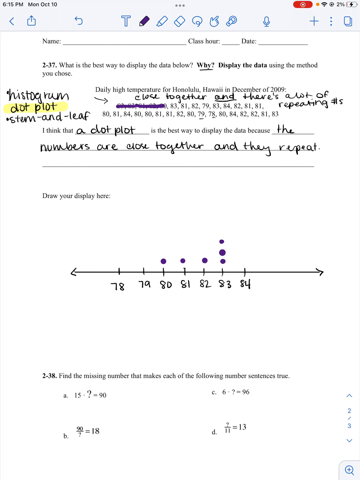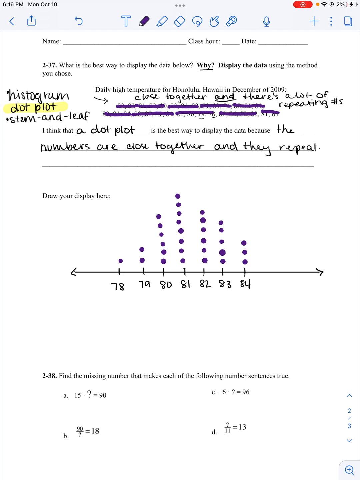83, 81, 82, 79, 83, 84, 82, 81, 81. Now the second row, I have an 80, an 81, and an 84, an 80, an 80, and an 81, and an 81, 82, 80, 79, 78, an 80, an 84, 82, 82, 81, and 83.